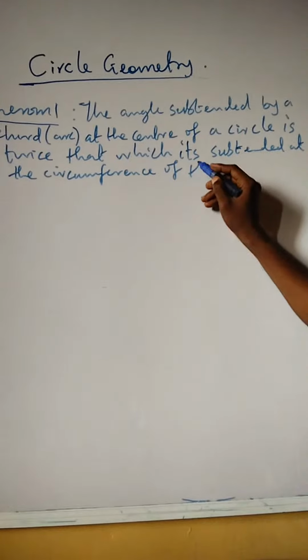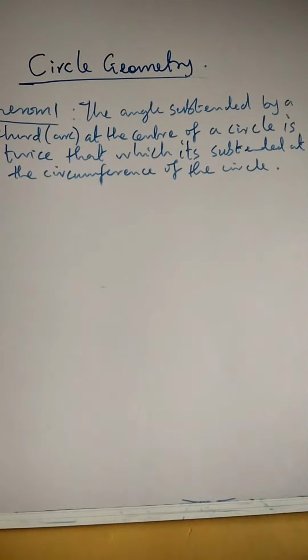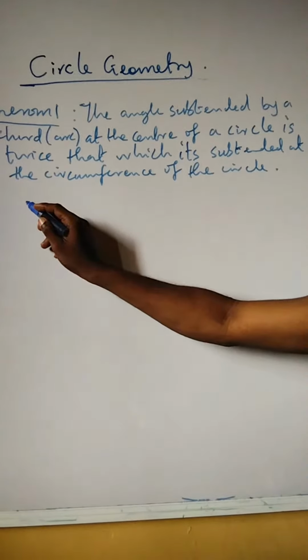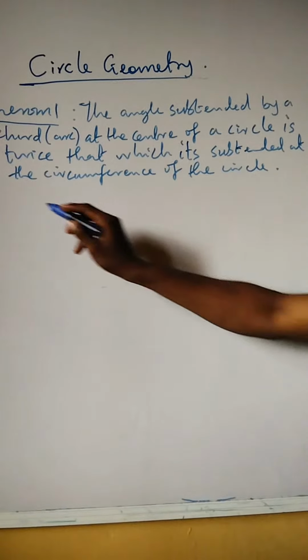So this theorem is very important as far as circle theorems are concerned, and being able to prove the theorem will go a long way in helping us to solve problems relating to it. Now let's look at the proof of this theorem. From the theorem, we have the angle subtended by a chord or an arc at the center of a circle. First thing, we should list what we are given.